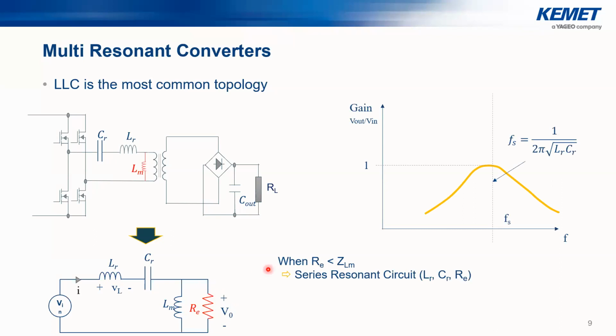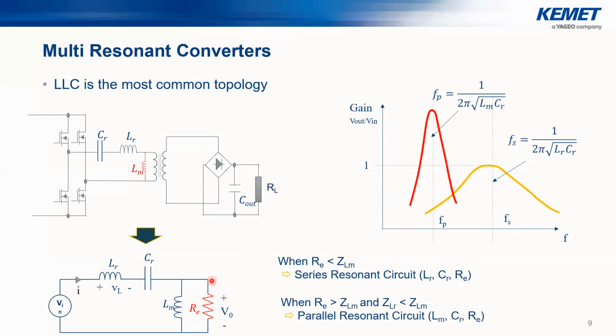In the case of a heavy load, that means RE is lower than the impedance of the magnetizing inductance, this part of the circuit can be neglected. In this case, we will have a typical LCR series resonant circuit, as previously shown, and we will get a gain as we had in the previous case, with a resonant frequency as described here.